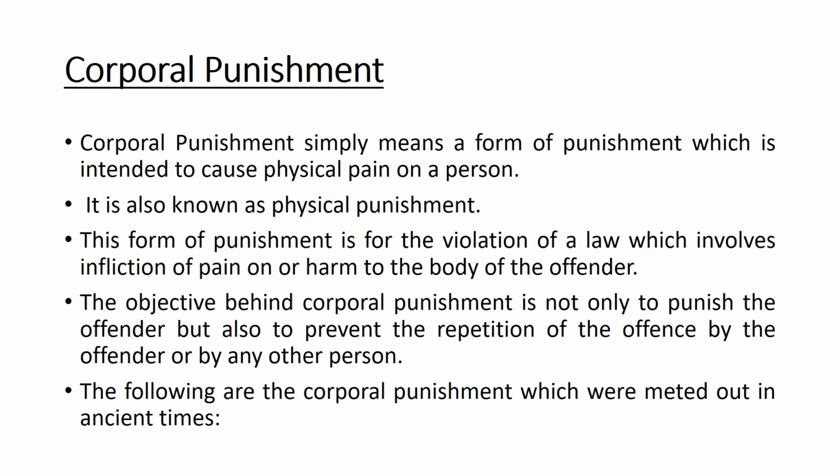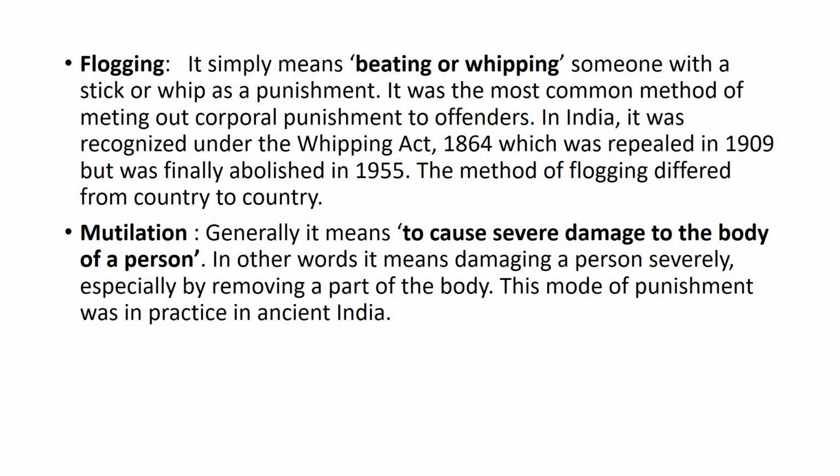The objective behind corporal punishment is not only to punish the offender but also to prevent the repetition of the offense by the offender or by any other person. The following are the corporal punishments which were meted out in ancient time. Number 1 is flogging. It simply means beating or whipping someone with a stick or whip as a punishment. It was the most common method of meting out corporal punishment to offenders.